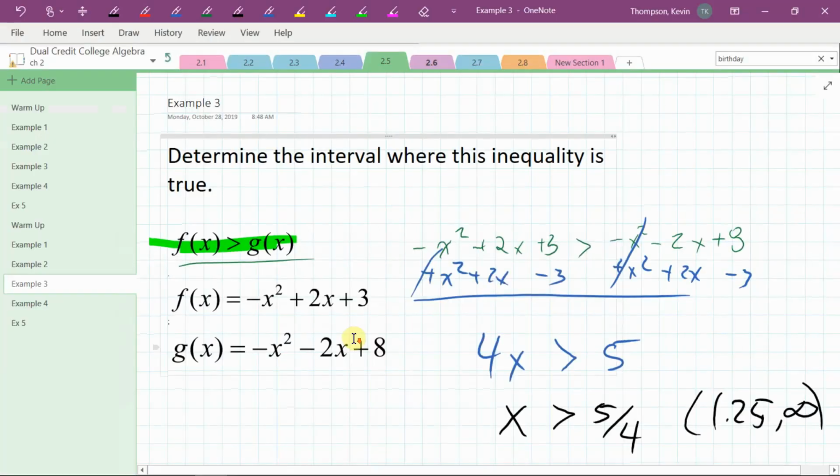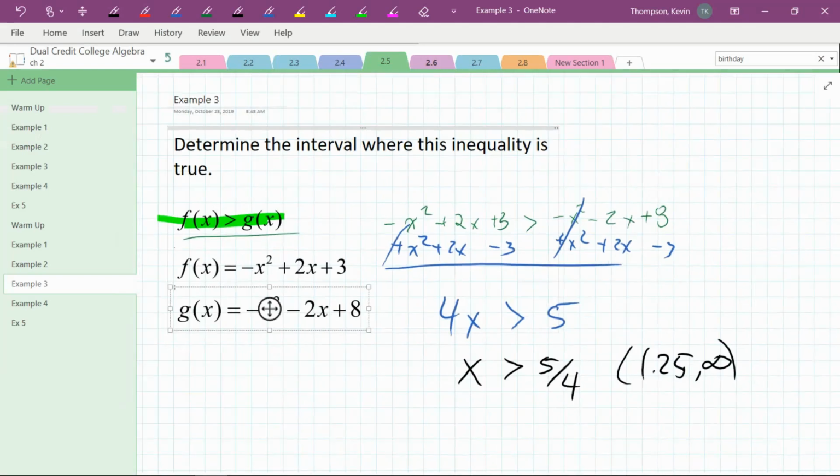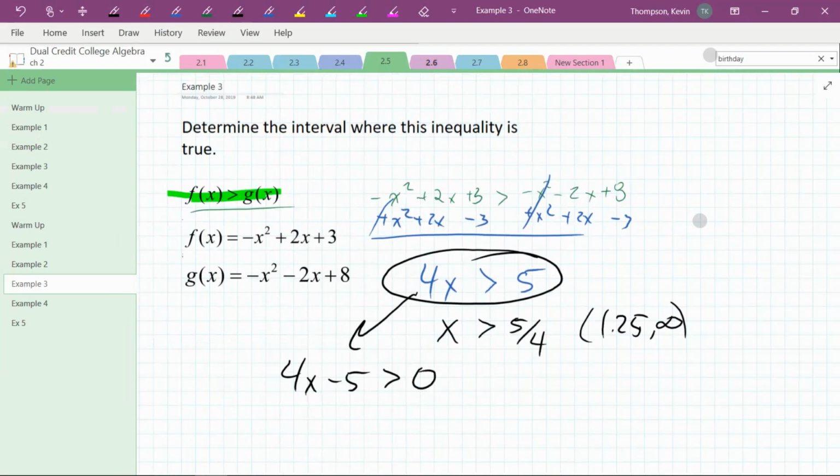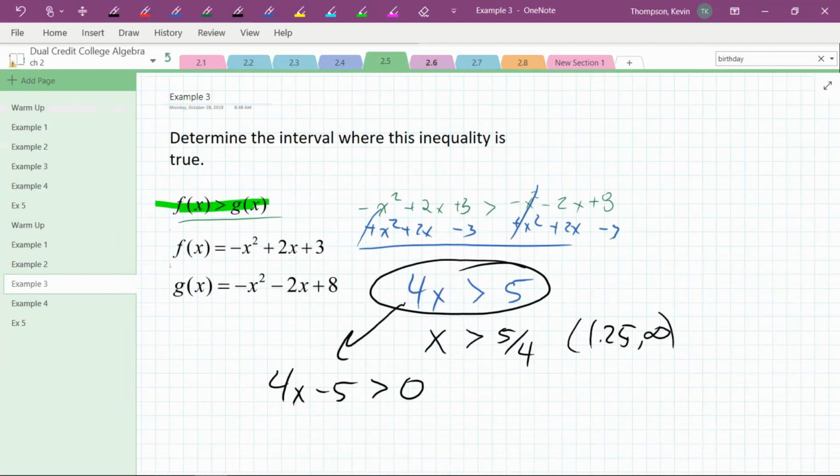So another option here that you could think about is you could actually be graphing. I could rewrite this and say 4x minus 5 greater than 0. And you could have the same approach we're doing right now with the parabola. Like I could be graphing that line and finding the x values that are greater than 0, and that's going to also give us these values at 1.25.